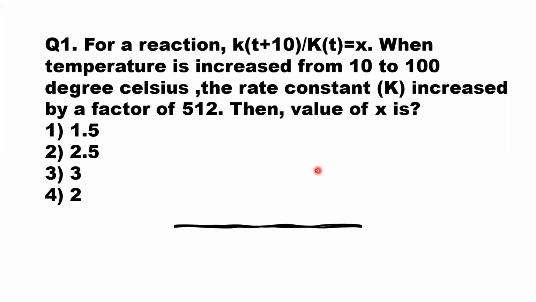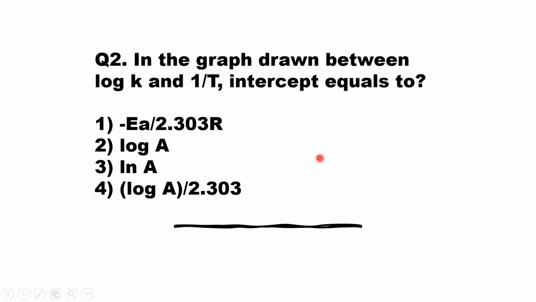Now coming to second question. In the graph drawn between log k and 1 by T, the intercept equals 2. We already know the graph drawn between log k versus 1 by T based on Arrhenius equation. The intercept is log A, that is called Arrhenius factor. So answer is second option.